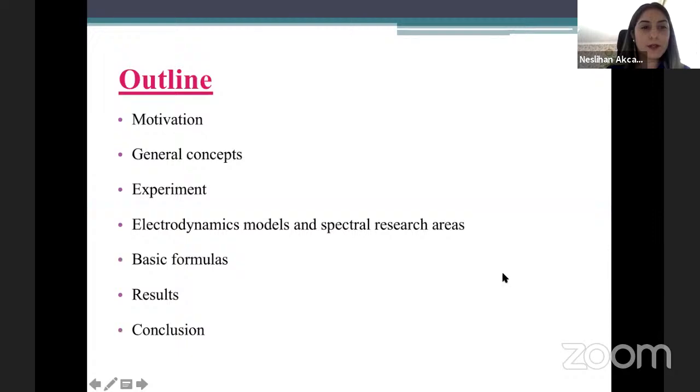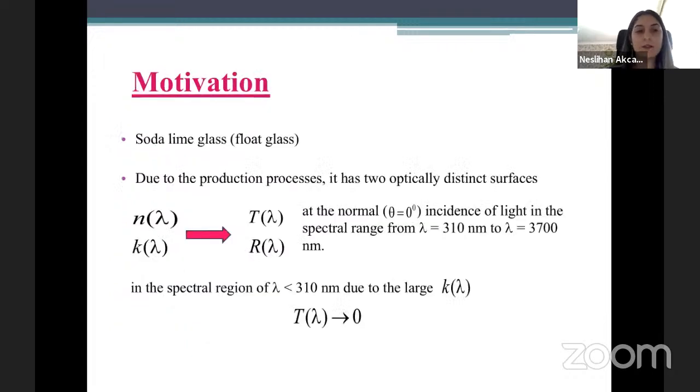So first, I would like to outline my talk. I will start with the motivation of our work, and then I will mention some general concepts in spectroscopic ellipsometry and spectrophotometry methods. And I will describe the experiment. Then I will try to introduce the electrodynamics models, spectral research areas in our study, and basic formulas. Then I will show you our results in this study.